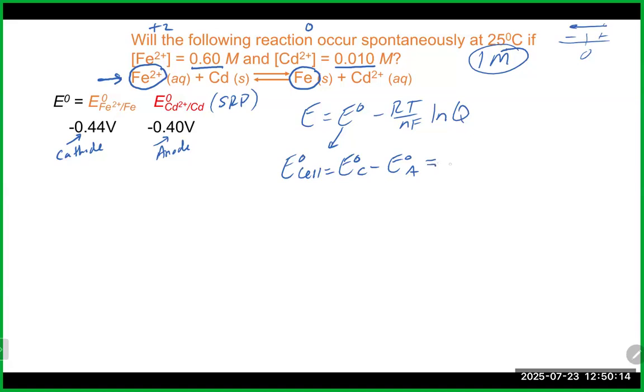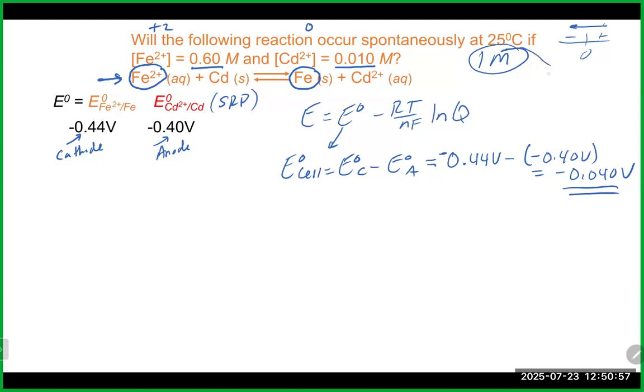So putting in our values, that's going to get us negative 0.44 volts minus a negative 0.4 volts. And that will get us negative 0.44 minus negative 0.4, a negative 0.04 volts. So under standard conditions, our reaction here is non-spontaneous, as a negative E would give us a positive delta G. So what we're going to look at is whether or not it may become spontaneous under these conditions.